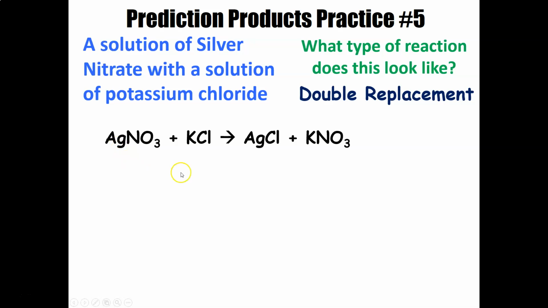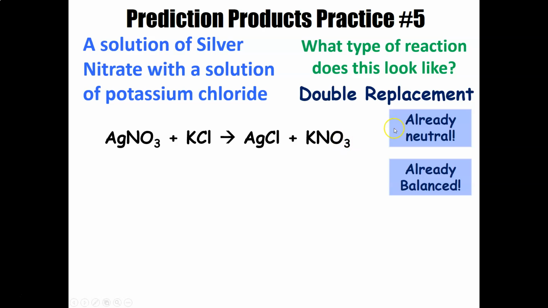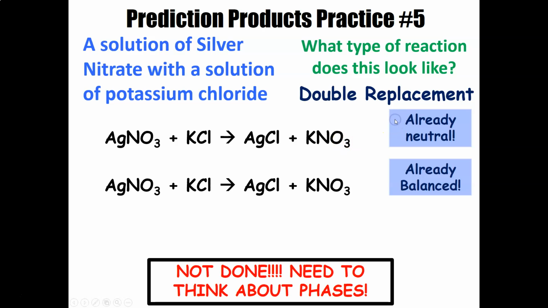So, outsides, insides. Silver chloride gets made, and then potassium nitrate gets made. Here's the nice thing. It was already neutral, wasn't it? +1, -1, +1, -1. Nice and already neutral. And you lucked out. It's already balanced also, isn't it? So that kind of makes it a little bit nicer, but we're not actually finished, right? We do still need to think about the phases.